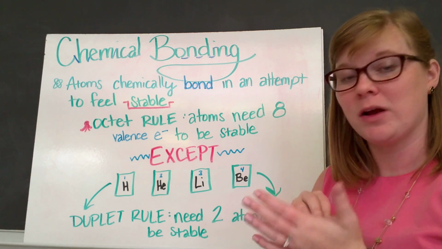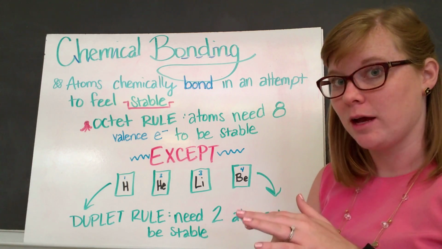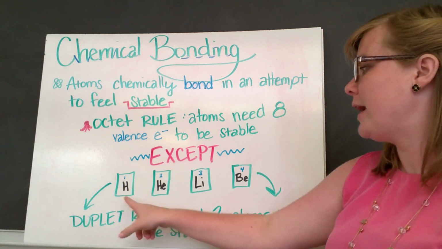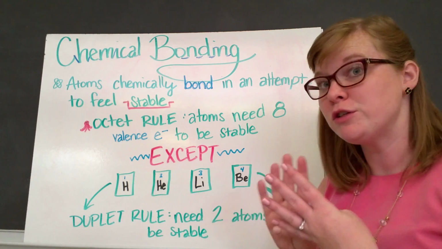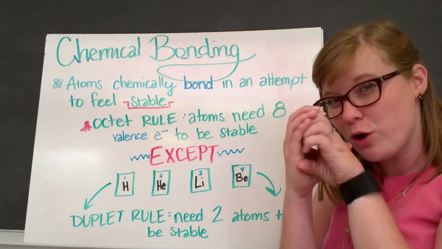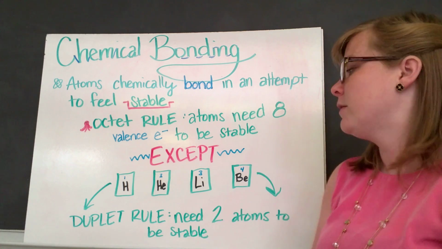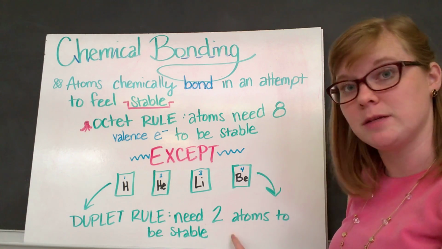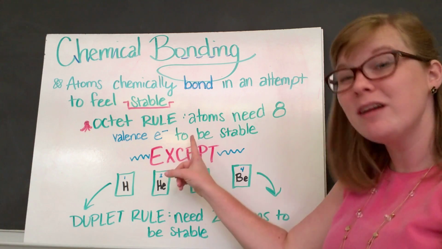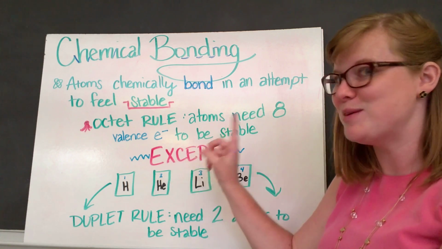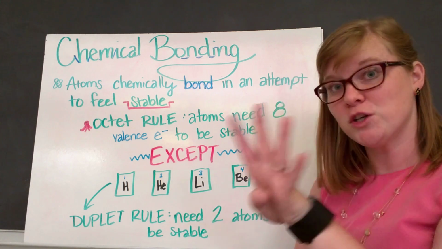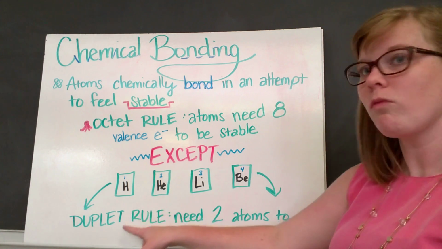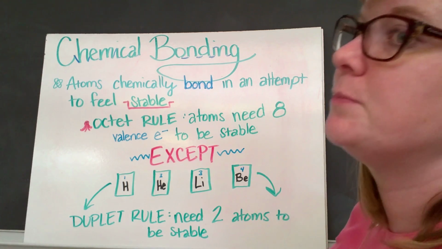Every atom on the periodic table follows the octet rule, except these 4. Okay? So hydrogen, helium, lithium, beryllium, the first 4 elements on the periodic table are so small, so little, that they only need to follow the duplet rule. So they need 2 electrons to be stable instead of 8. So 114 of our 118 elements are going to follow this octet rule. The first 4, hydrogen, helium, lithium, and beryllium, are going to follow the duplet rule instead.